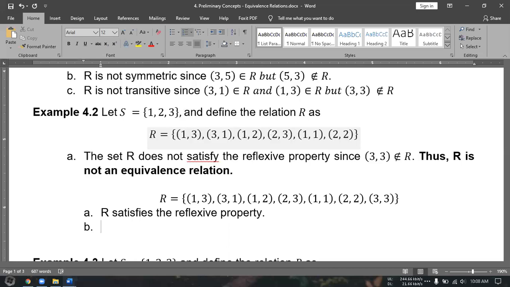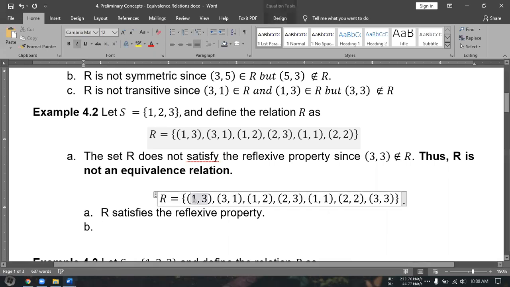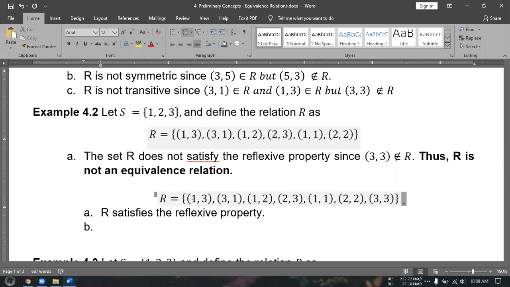Now let's test the other since we satisfy the first condition. The second condition is, is R symmetric? Test natin. 1 is related to 3, therefore 3 is related to 1, which is good. And 1 is related to 2. Is 2 related to 1 in this specific relation? If 1 is related to 2, therefore 2 must be related to 1, which in this case, wala po siya. R is not symmetric.